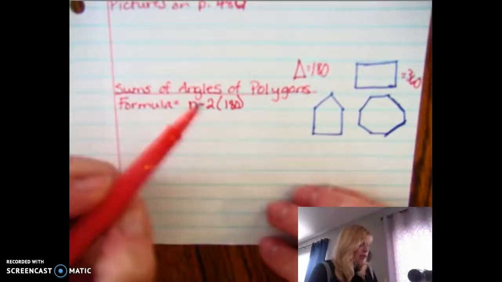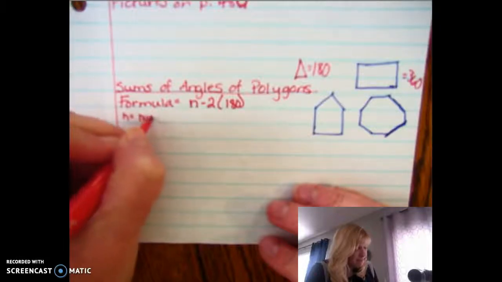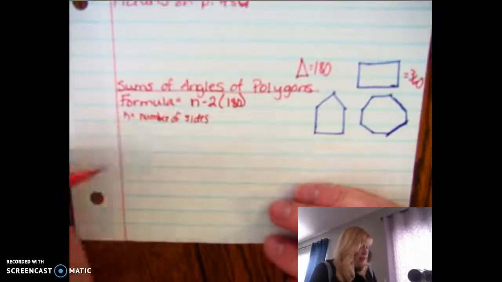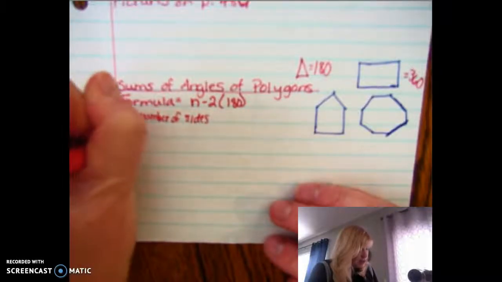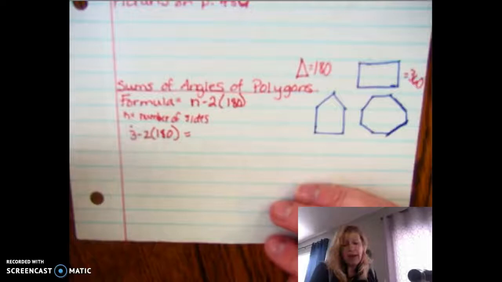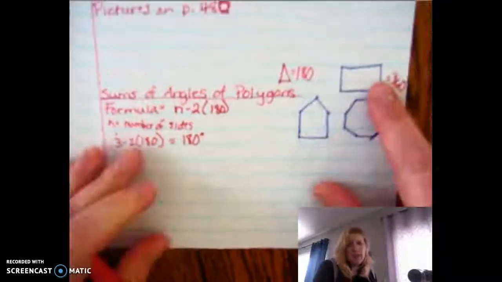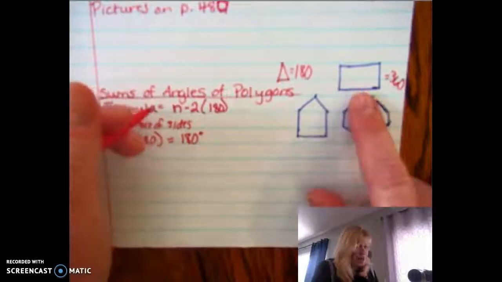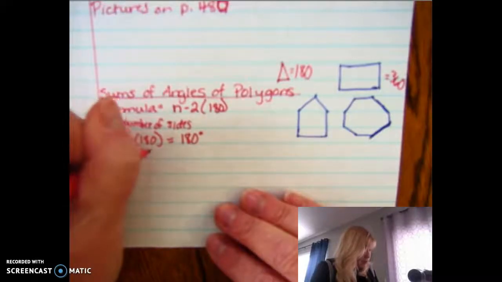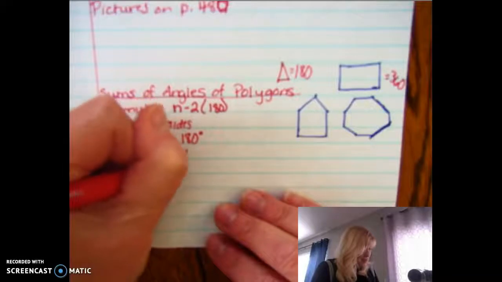So the formula here is n minus 2 times 180, and n equals the number of sides. So if we took the number of sides of a triangle, that's 3 minus 2, and then we multiply that times 180, watch what happens. Well, 3 minus 2 is 1, and anything times 1 is itself, so that is 180 degrees. Let's take a quadrilateral. The number of sides of a quadrilateral, well, that's 4. So if we do 4 minus 2, and then we multiply that times 180, 4 minus 2 is 2, times 180 is, lo and behold, 360 degrees.